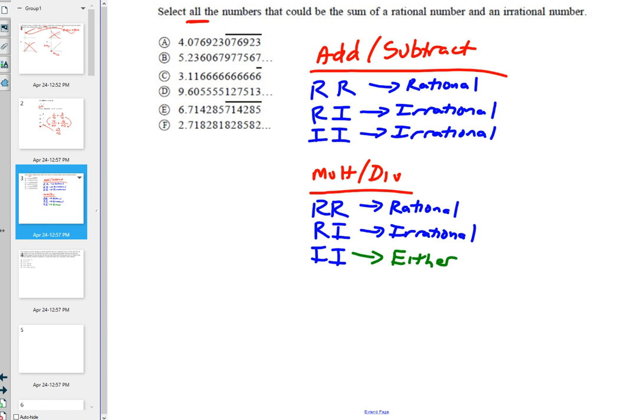A bar means rational because a bar means repeating. Irrationals cannot repeat. So which ones here are going on forever but without repeating? B, D. Those are irrational. All the other ones are repeating with the bar, so those are rational. You cannot add a rational and an irrational and get a rational.